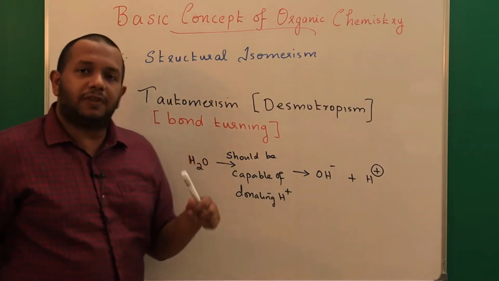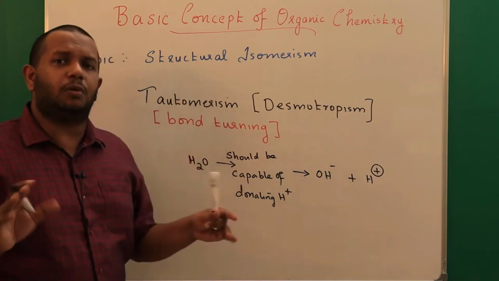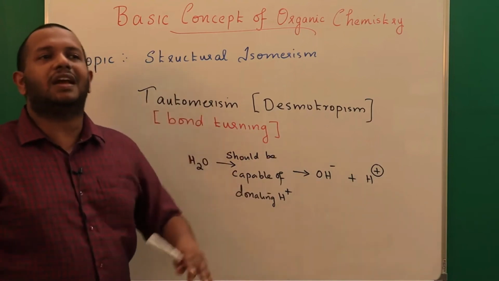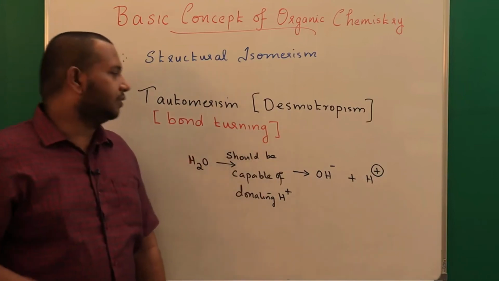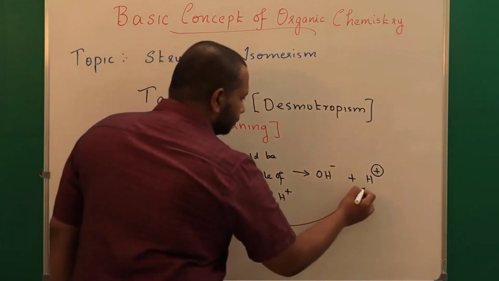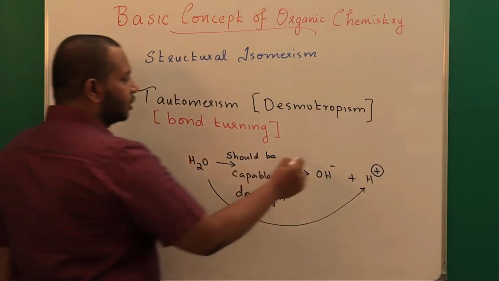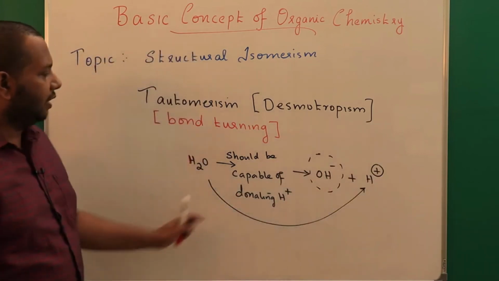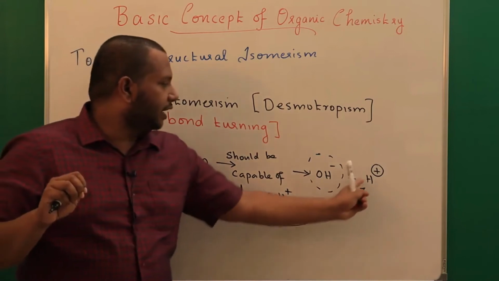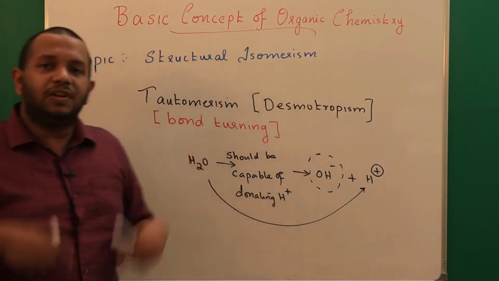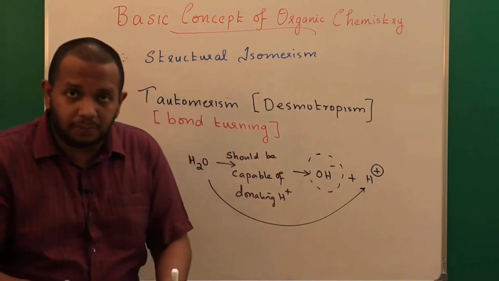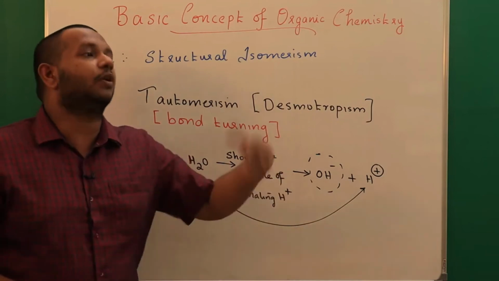Now, is any compound having a hydrogen atom capable of donating H plus? This is the most important question. If you can predict that, then we can say whether the given compound is acidic or not. For this, I am giving a shortcut. Think like this: after donating the H plus, look at the remaining structure. If the remaining structure is stable, then this compound is a good acid. But if the remaining structure is unstable, it will never give the H plus, because after donating it becomes unstable.